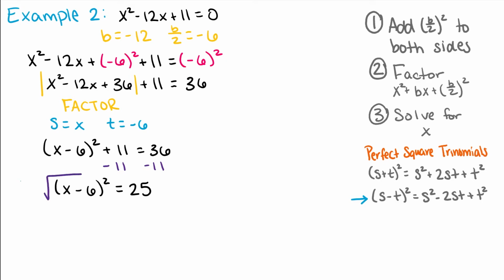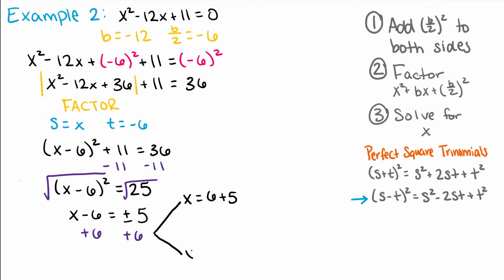Take the square root of both sides, and we get x minus 6 equals positive and negative 5. Add 6 to both sides, and we'll have two answers. We have x equals 6 plus 5, and x equals 6 minus 5. So x equals 11, and x equals 1.